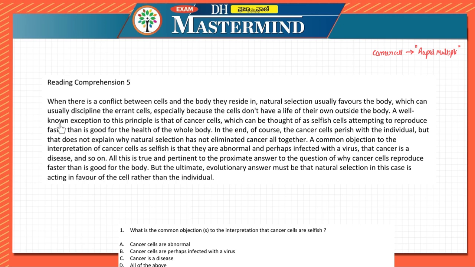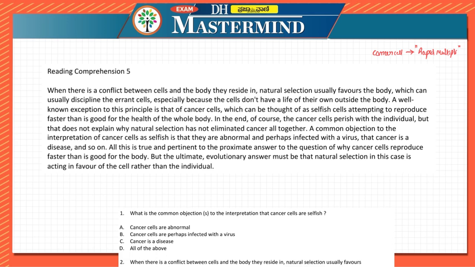A well-known exception to this principle is cancer cells, which can be thought of as selfish cells, attempting to reproduce faster than is good for the health of the whole body. In the end, of course, the cancer cells perish with the individual, but that does not explain why natural selection has not eliminated cancer altogether. A common objection to the interpretation of cancer cells as selfish is that they are abnormal, perhaps infected with a virus, that cancer is a disease, and so on.